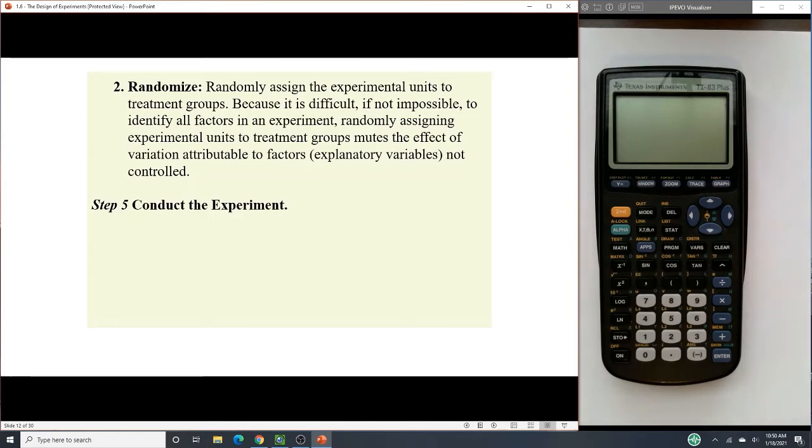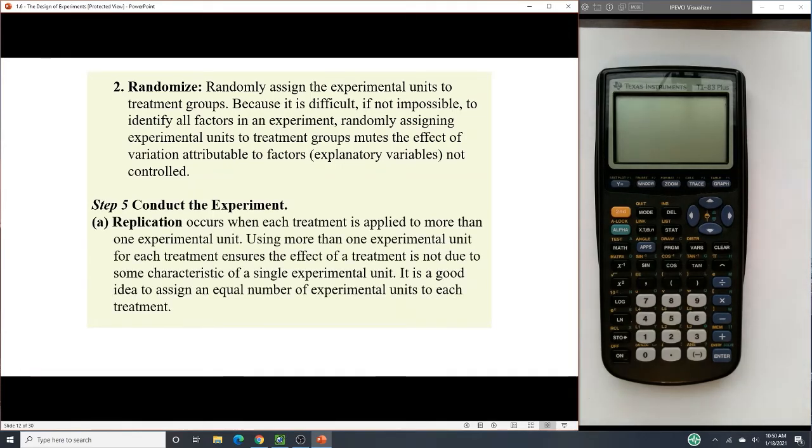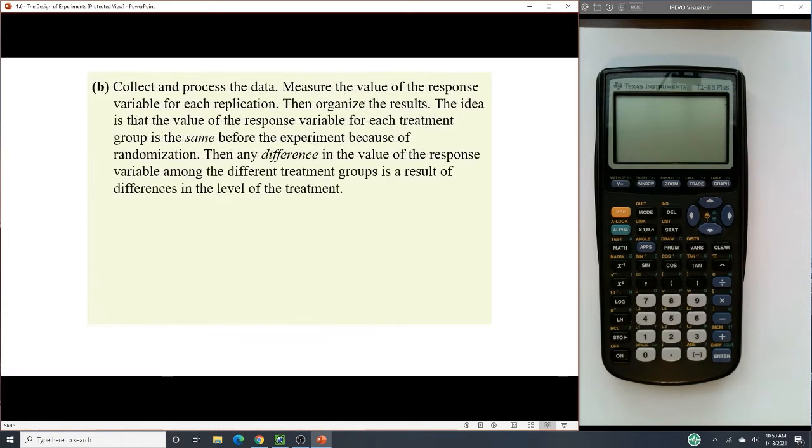Step 5, we need to actually conduct the experiment. We want to do replication. Replication occurs when each treatment is applied to more than one experimental unit. So the more times we can replicate things, the better it is. Okay. And then collect and process that data. Measure the value of the response variable for each replication.